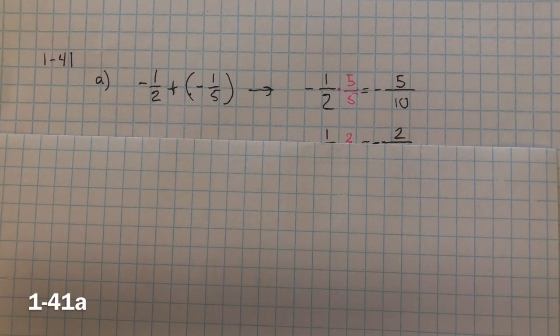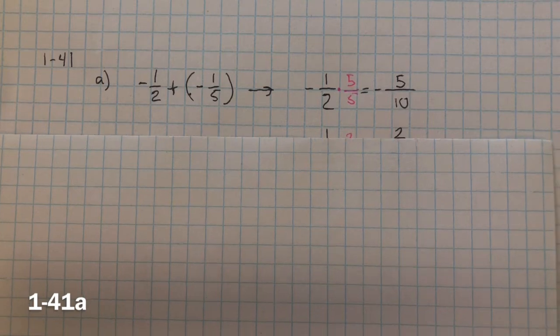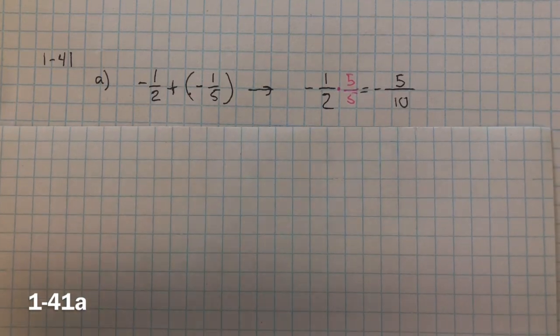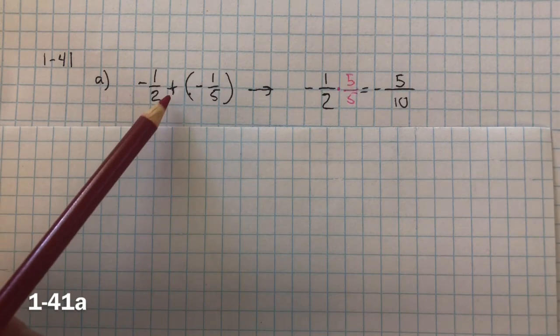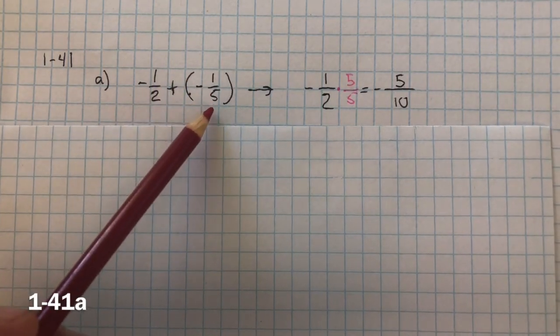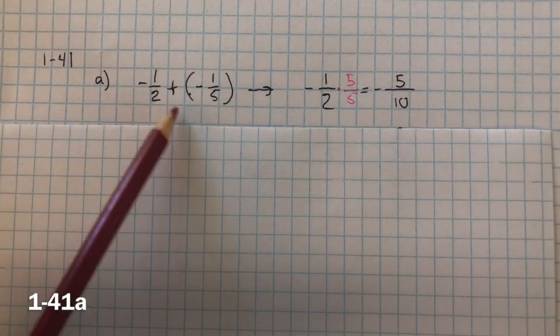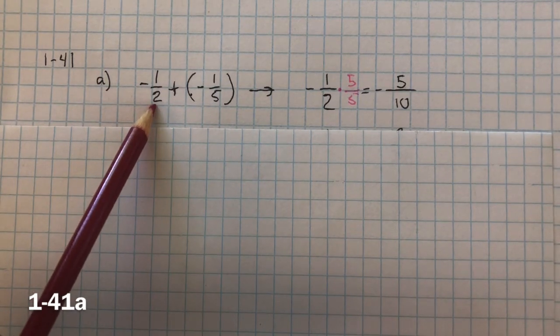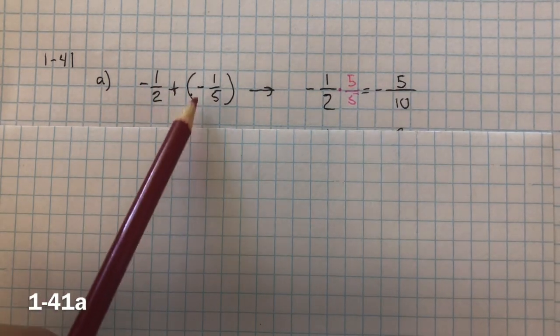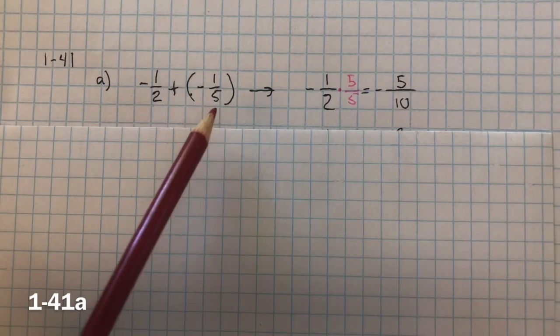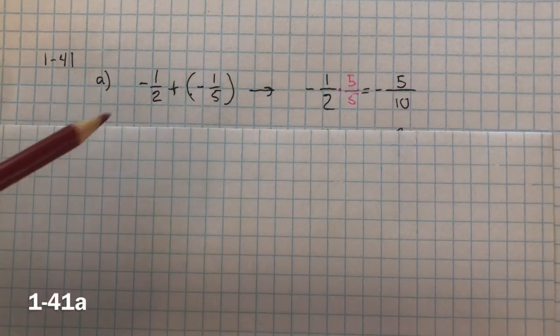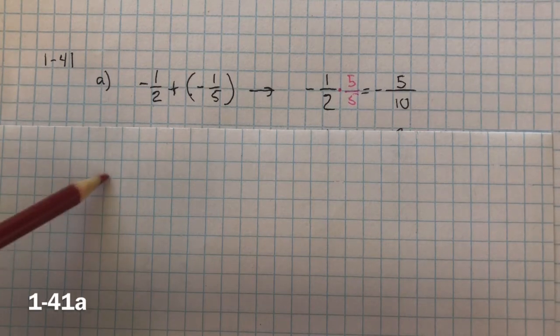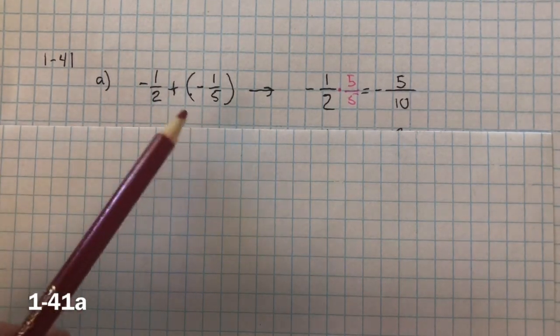For 41a, we need to perform the indicated operation to evaluate each expression without using a calculator. So we have negative 1/2 plus a negative 1/5. I like to call these digs because you dig down 1/2 or half a foot, and then you dig down 1/5 of a foot. So when you're going a negative and a negative, you're adding those two negatives together.